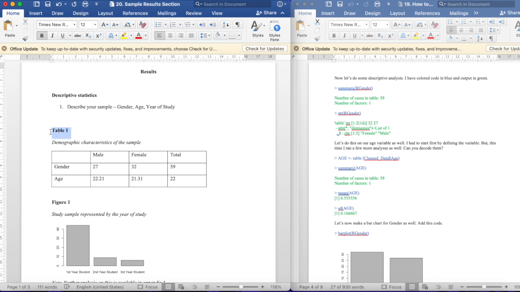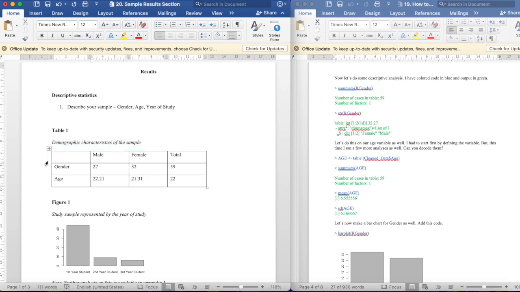However, this Table 1, I have bolded this. That is the APA format, so you have to bold this, and then you have to give a label for your table. Now this is my label, demographic characteristics of the sample, and this label has to be in italics. Now we have to format this table according to APA.